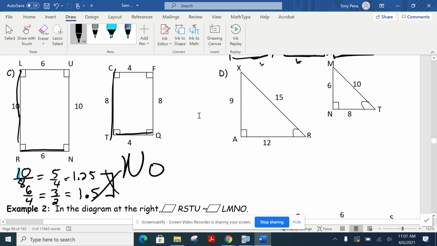All right, and then letter D, last one. Triangles. So the triangles we have done plenty of. Do that one real quick.